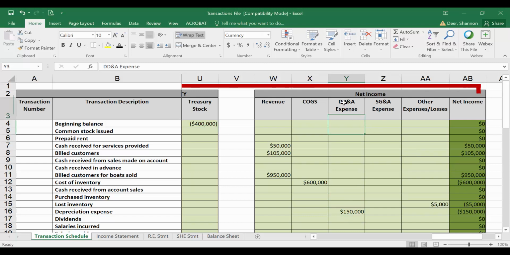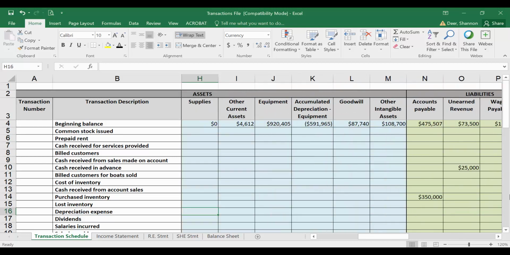You see this line item here, it's called DD&A expense. DD&A stands for depreciation, depletion, and amortization. So if I abbreviate DD&A somewhere, make sure you remember that that's just depreciation expense. So we recorded that for $150,000. Now we need to go and deal with the assets side of things. So let's scroll over to our assets.